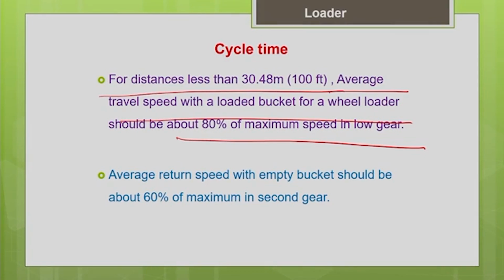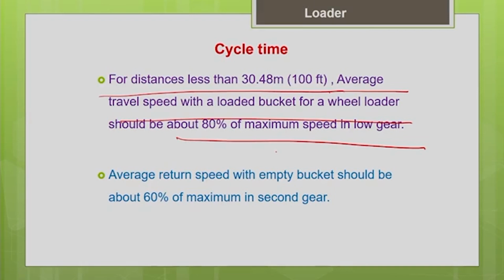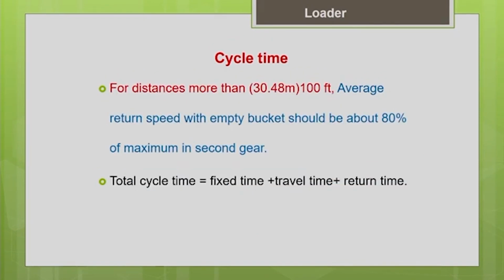As I told you, for different bucket capacities, the maximum speed possible in the first gear, second gear, third gear and top gear is given by the manufacturer. So, you can use it and find this. Similarly, for the return journey, when the bucket is empty, the return speed should be about 60% of the maximum in the second gear. So, you can see that the return speed is higher. If the distances are more than 30 meters, the return speed will be still more.